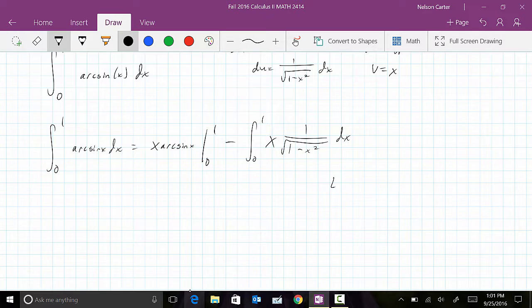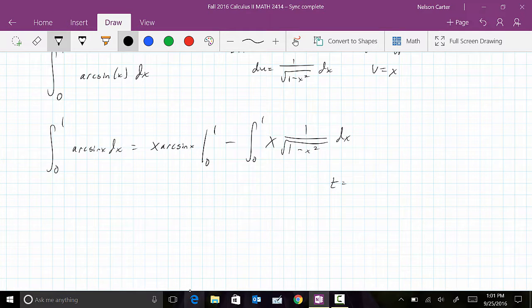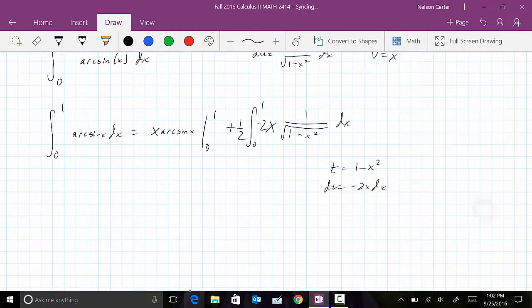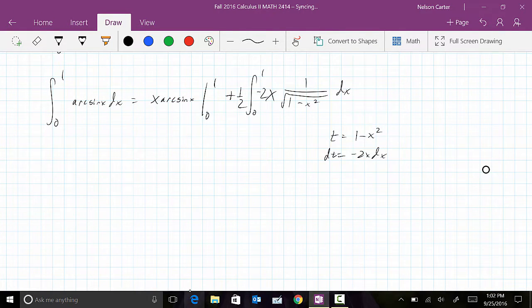So then t is equal to 1 minus x squared, but that means that dt would equal negative 2x dx. So I need to put a negative 2 here, and then a positive 1/2 outside. And in the meantime, let's try to evaluate this thing.